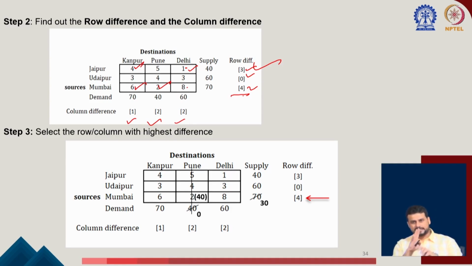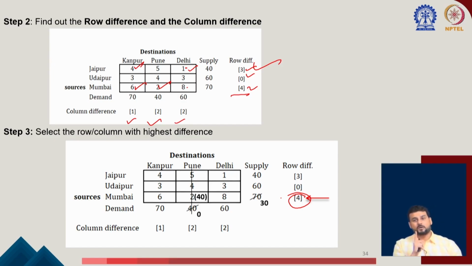Now once it is done for all the rows and columns, we find the highest penalty. In this case, the highest penalty is 4. Whether it is the row difference or the column difference, whichever is the highest, you pick that. What if there is a tie? You break that tie by finding out where the minimum cost is. First, to break the tie, you find out where the minimum cost cell is.